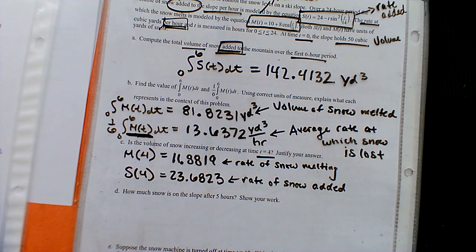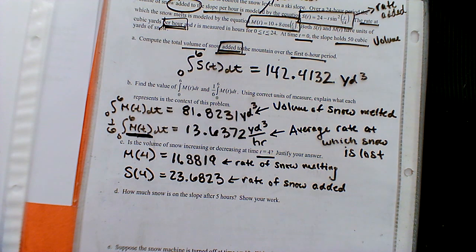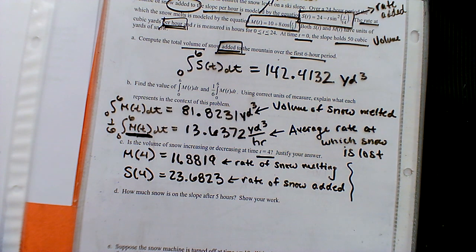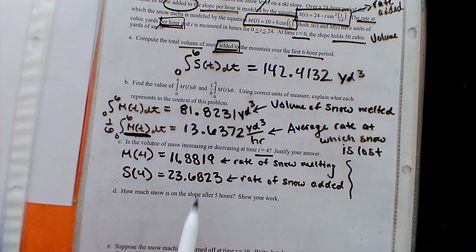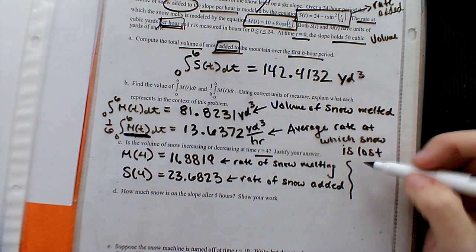So all this snow on the mountain, are we going to keep getting more snow or less snow? Why more? Because it's bigger. What's bigger? You said it. There's more snow being added. Notice the rate at which snow is added is more than the rate at which snow is melting. So if you're gaining more than you're losing, the total volume should be increasing as well.